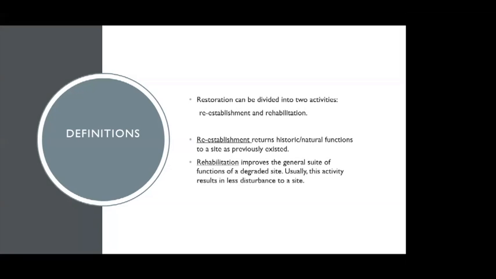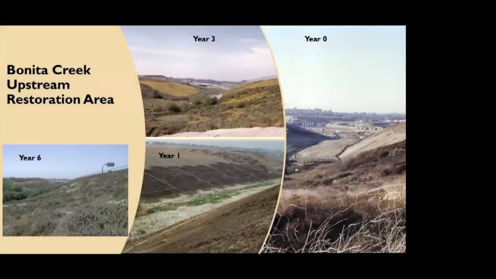Moving on. So restoration can be divided into 2 activities, reestablishment and rehabilitation. The reestablishment returns the historic or natural functions to a site as previously existed, and rehabilitation improves the general suite of functions of a degraded site, usually resulting in less disturbance. So I would say the West Bluffs were a rehabilitation in terms of restoration because there was less disturbance. What I'm going to show you now is a creek restoration, and this is a reestablishment because the creek had been pushed around so much.